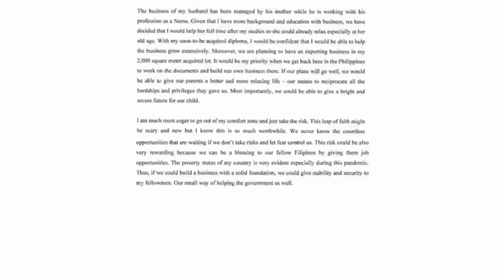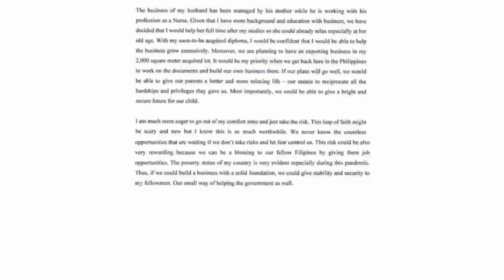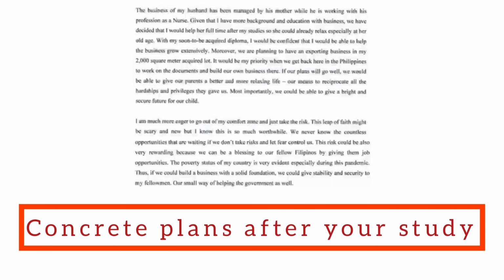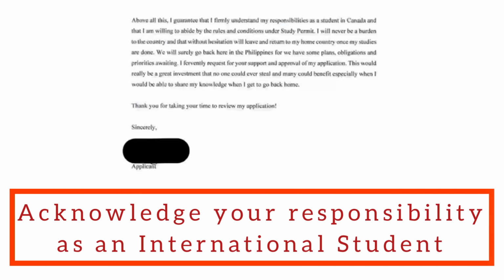Then on the 6th and 7th paragraph, I explain my plans after my studies. Your plans must be as concrete as possible. It is not enough to say that you will have a business after studying. You must state what kind of business to truly convince the visa officer that your studies are essential for you. Then on the last paragraph, I acknowledge my responsibility as an international student here in Canada and give assurance not to overstay. Then close the letter with my name and signature.